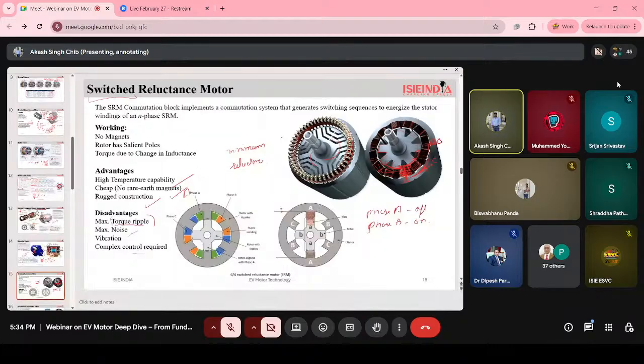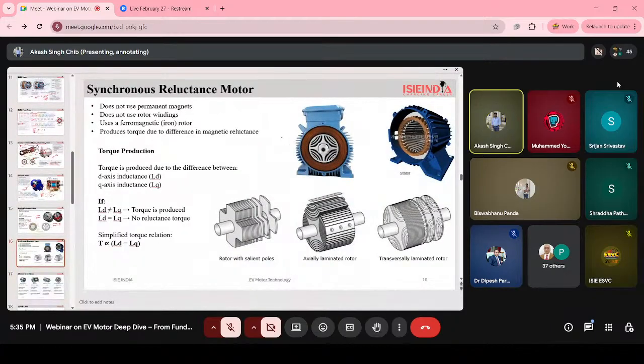Next, let's move forward to the next motor. The next motor is our synchronous reluctance motor. Synchronous, as you have told me before, means the same speed. It is not that common in the market today, but I thought you must know about this motor as well.